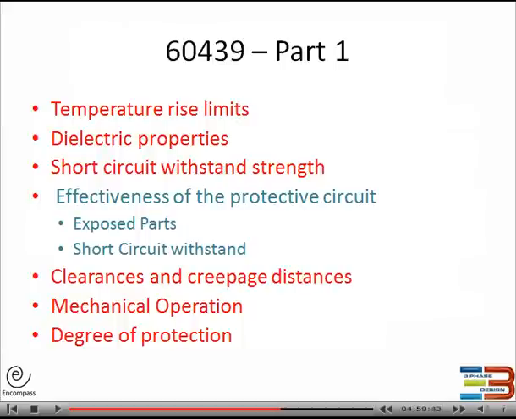I've used colour to show the transfer from 60439 to the 61439 design verification characteristics. Those shown in red can be clearly seen on the next slide. Please note that some of these tests have been changed and are not identical to 60439. With effectiveness of protective circuit, it is changed in the title, but in principle the tests remain the same.